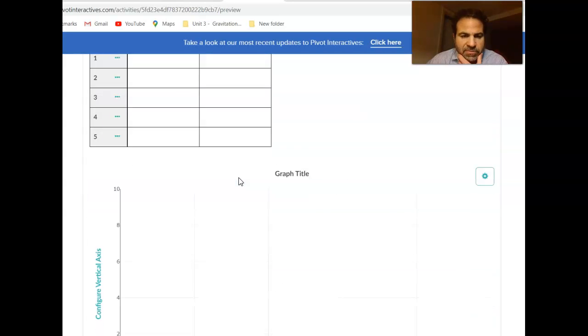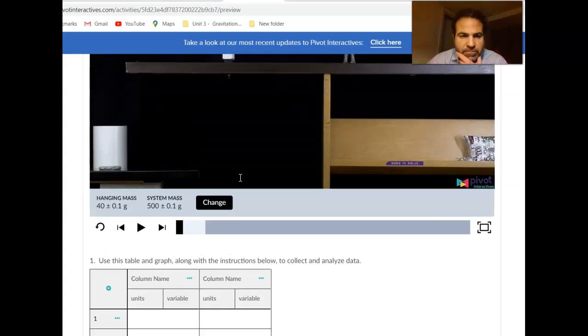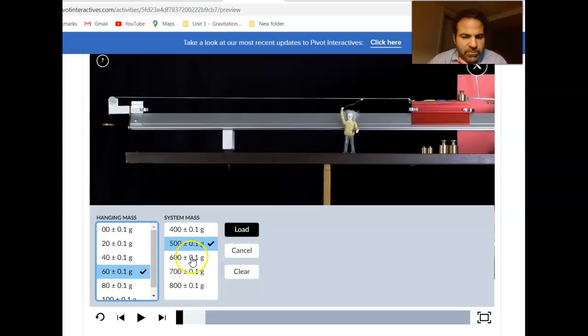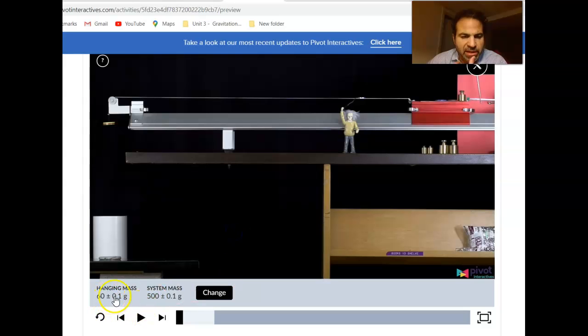So we can modify that force, and as a result, the acceleration of the system changes. What we're going to keep constant is the system mass. Right now the hanging mass is 40 grams and the system mass is 500 grams, so the mass on the track is 460 grams. If I change this to 60 grams hanging, notice the system mass is still 500. Now the mass on the track is 440, so together they equal 500. As you increase the hanging mass, the mass on the track decreases in order to keep the system mass the same.